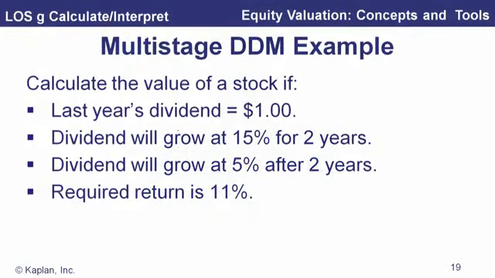So let's do an example of that and see how it relates to what we've done already. We've got a stock, last year's dividend. Remember, we've got D0, and we're going to have to grow that. It's going to grow at 15% for 2 years. That's our period of fast growth. And then it will grow at 5% after 2 years, forever. And the required rate of return is 11%. So fast growth slows to normal forever growth, required rate of return, D0, and those are the pieces of the puzzle.